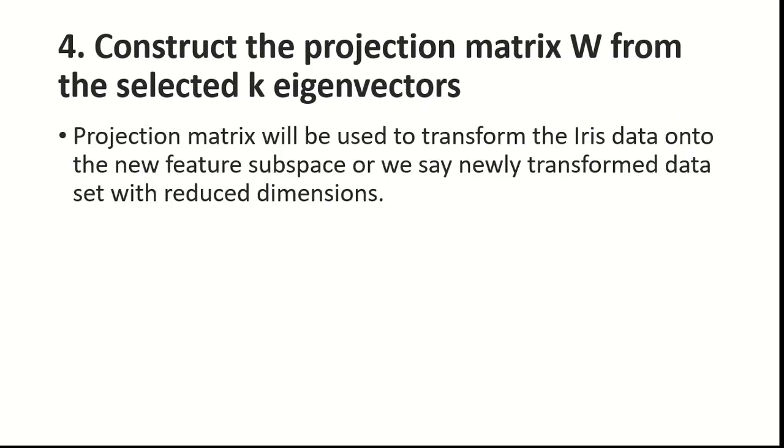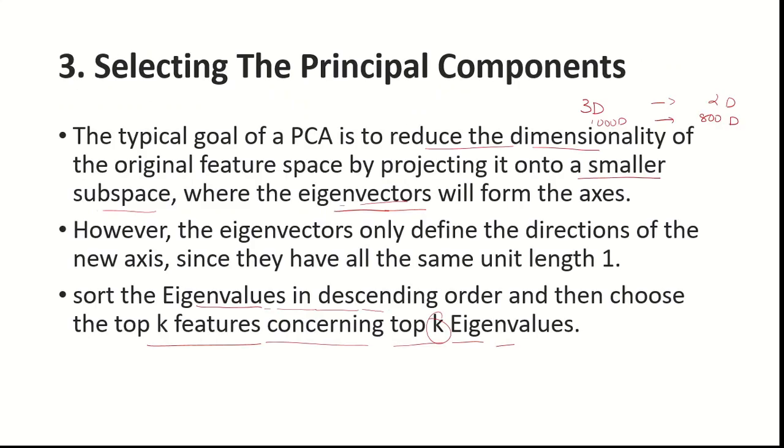And from that, we choose the principal components. That means we choose the highest k eigenvalues and their corresponding directions, that is, the eigenvectors. From the principal components, suppose we have taken the 2 eigenvectors.